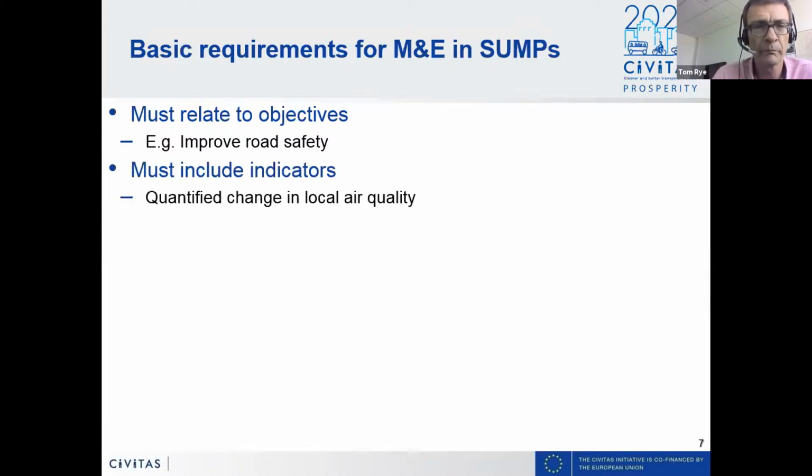You should include indicators, so some kind of quantification of a change in relation to your objective. So if you have an objective to improve local air quality, you do need an indicator that will measure in some way the change in local air quality.